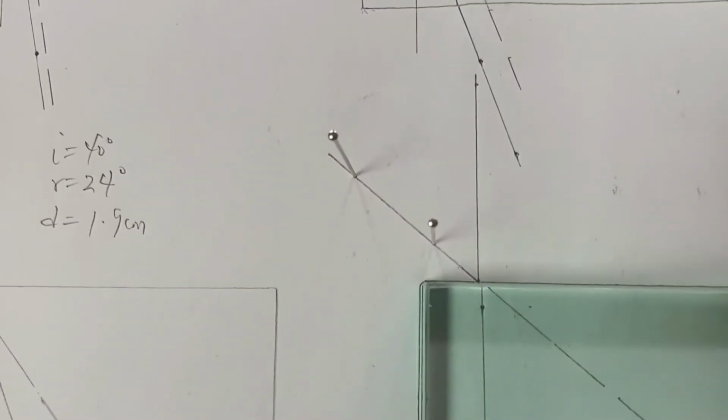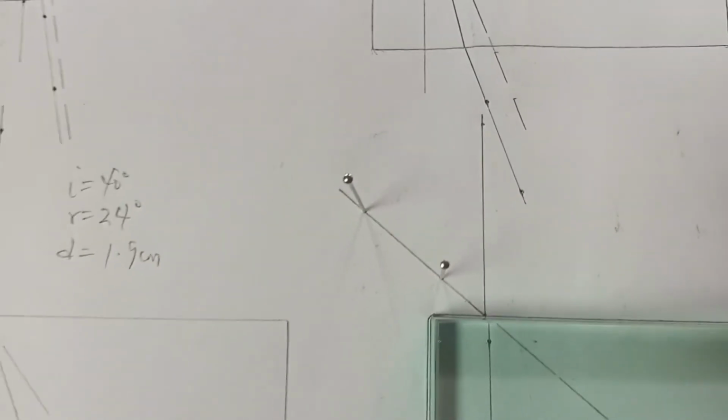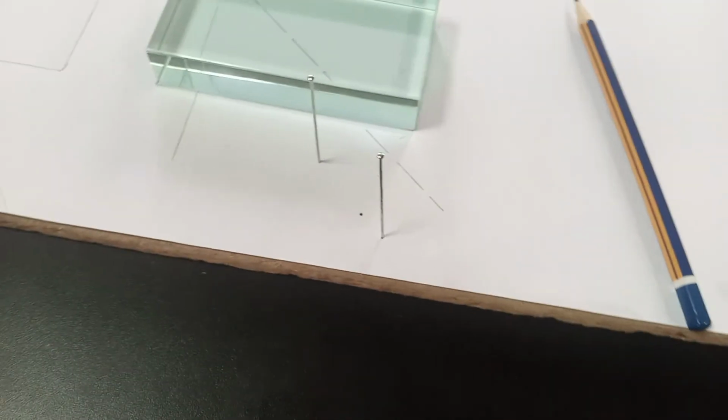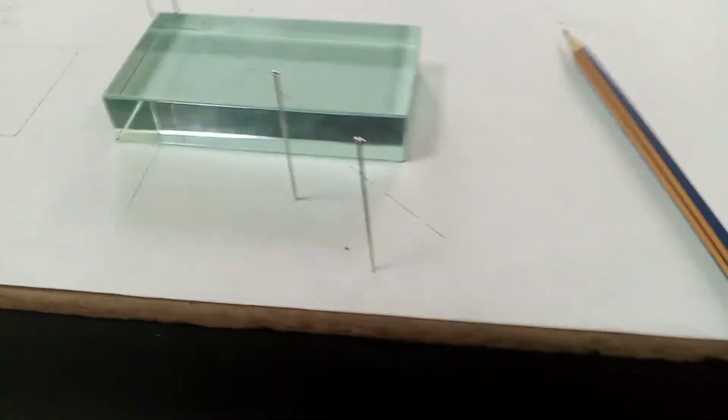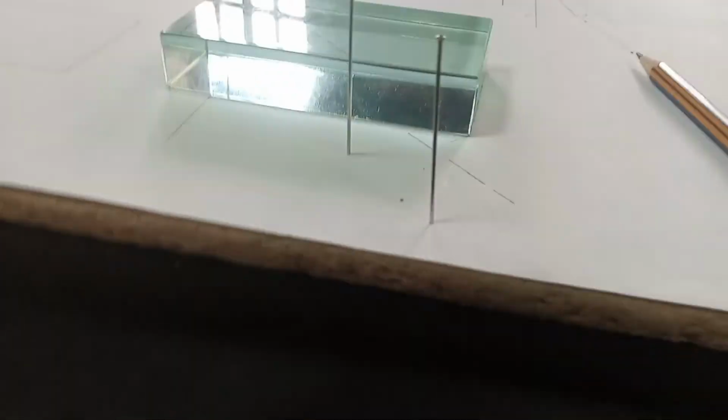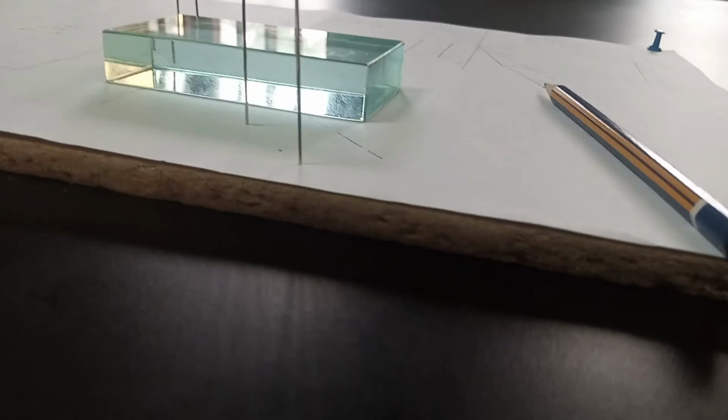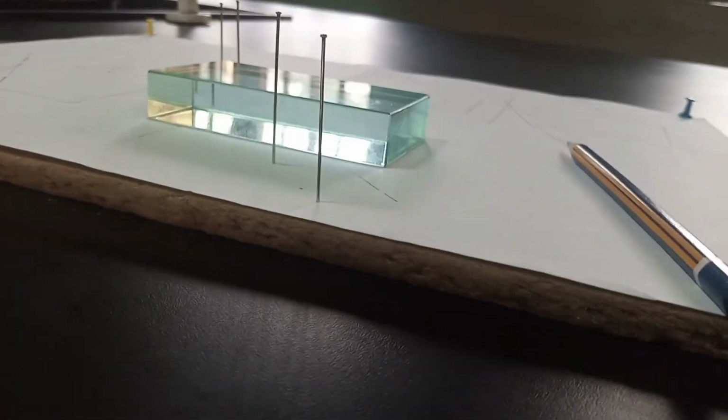This is the first 2 pins that are inserted along the line of incidence. The block here has been replaced, and then 2 other pins have been used to block and replace them. Now, just for confirmation, if you look through the block, you're going to notice that you can see the 2 pins already misaligned.